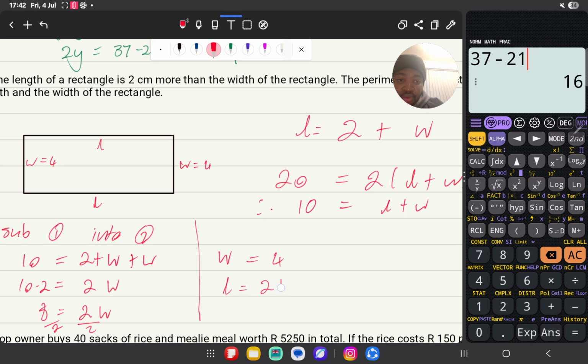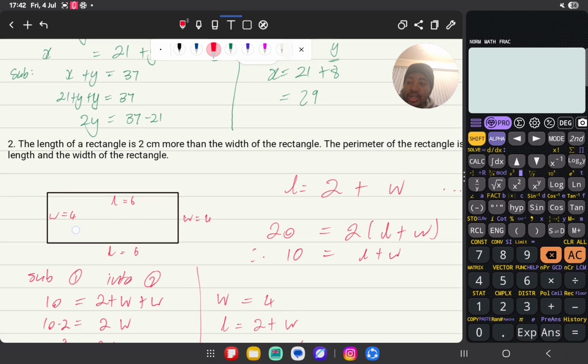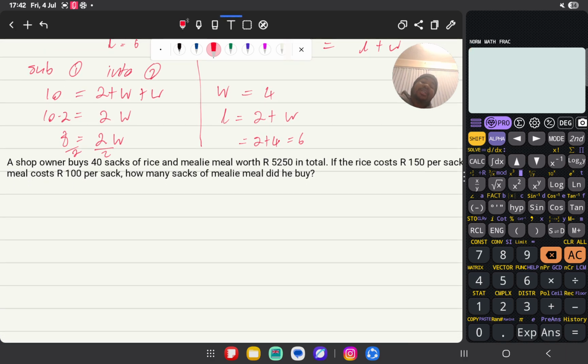Length equals 2 plus w, which is 2 plus 4, which is 6. And it makes sense now, because 6 plus 4 is 10, 6 plus 4 is 10, 10 plus 10 is 20. Very easy, right? Actually, we were asked to find the length and the width of the rectangle, which we did.